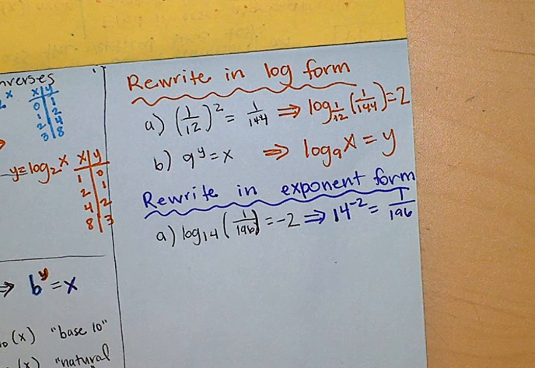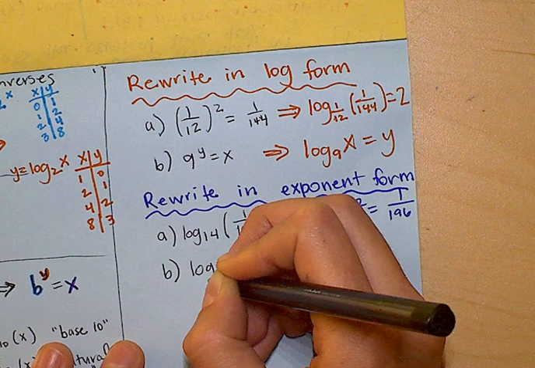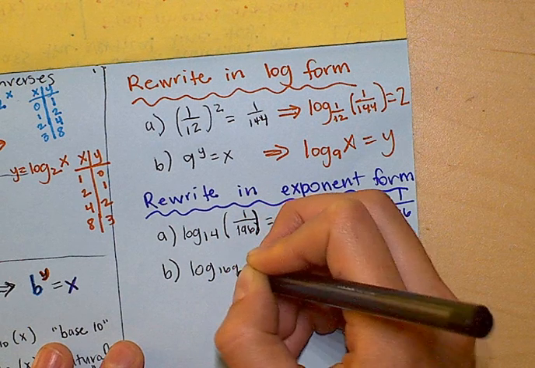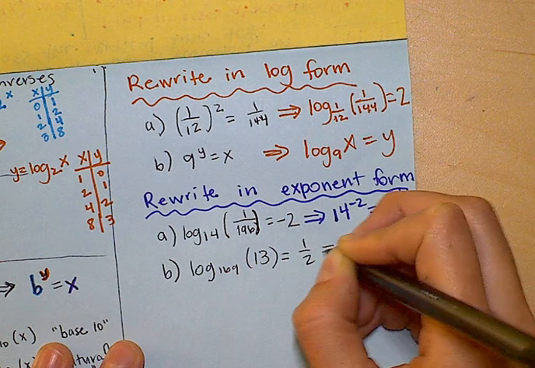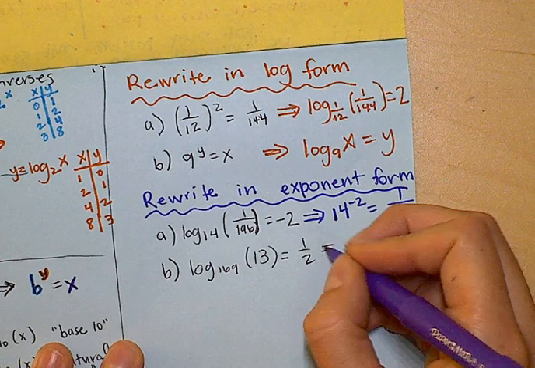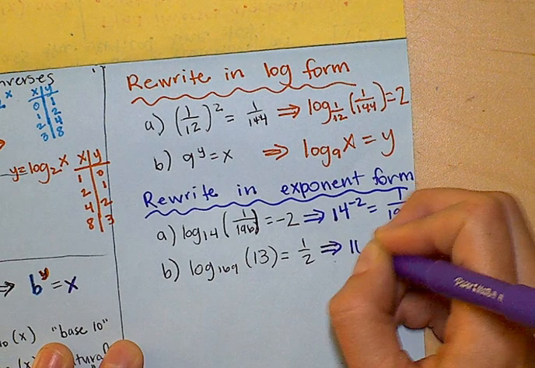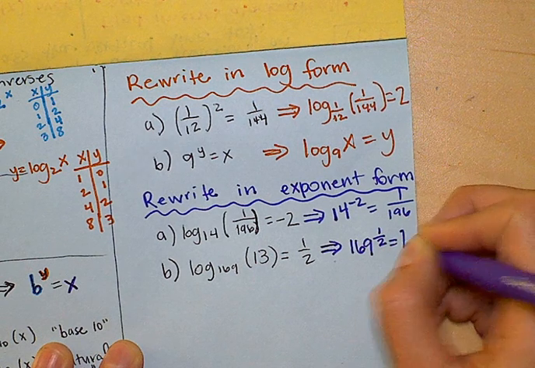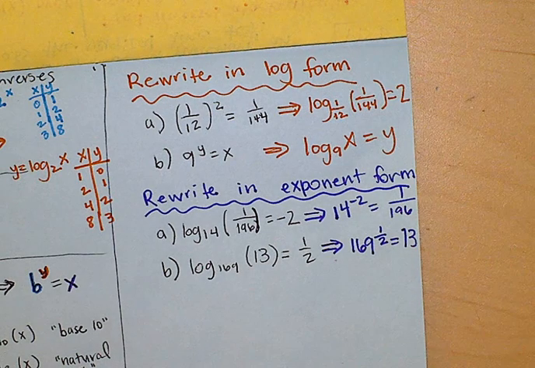Then B, I could write log base 169 of 13 equals 1/2. And using the definition, I could rewrite this as an exponent, using the base raised to the answer equals what's in the argument. So this is just rewriting what you did last week.